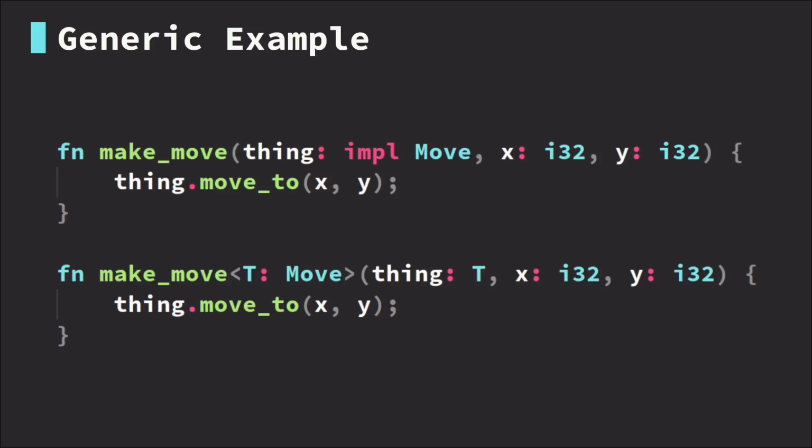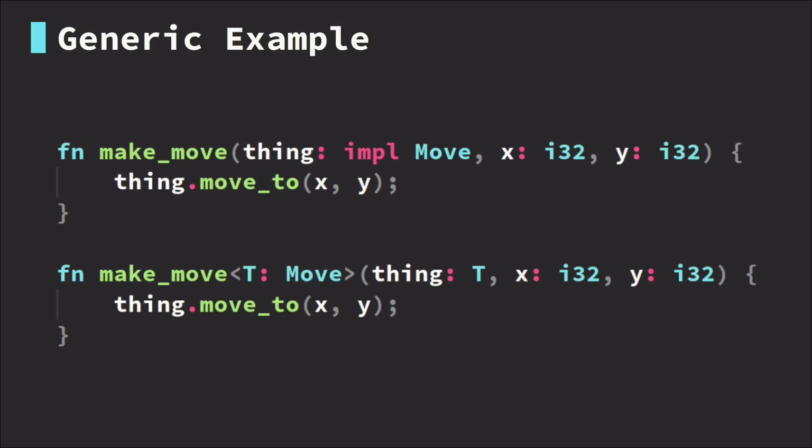Here is the makeMove function from earlier. The two functions are equivalent. The first uses the impl trait syntax, and the second uses the generic syntax. On the second syntax here, we defined a generic type T, followed by a colon, and finally the name of the trait that we created earlier, which was called Move.